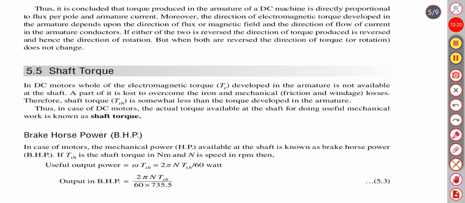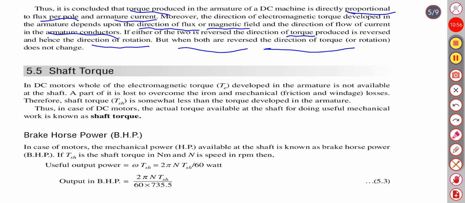Thus, it is concluded that the torque produced in the armature of a DC machine is directly proportional to the flux per pole and the armature current. The direction of electromagnetic torque developed in the armature depends upon the direction of the flux or magnetic field and the direction of flow of current in the armature conductors. If either of the two is reversed, the direction of the torque produced is reversed, and hence the direction of rotation. But when both are reversed, the direction of torque does not change and rotation will remain the same.